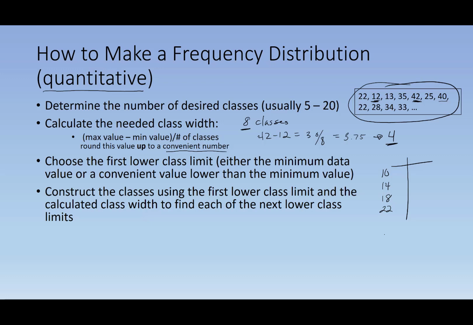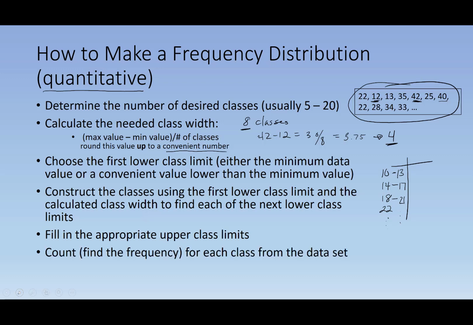Once I get those lower class limits put in here, then I want to go back and fill in my upper class limits. So since 14 was my lower class limit here, and I'm only dealing with whole numbers, it looks like, 13 would be my upper class limit for my first class. And then since 18 was my lower limit here, I would have 17 for my upper class limit, and so on and so forth.